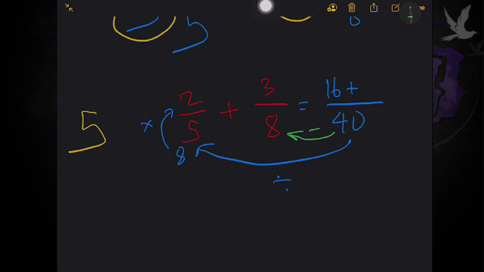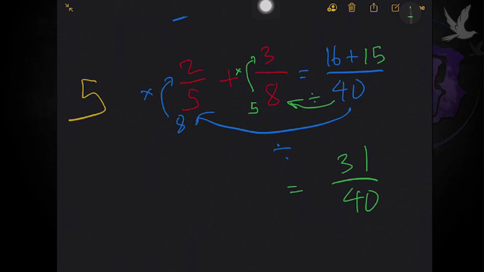40 divided by 8 will give you 5. 5 times 3 will give you 15. Okay, doing so, we now have 31 over 40. Is that your answer? No. Not yet. Baka nakalimutan nyo.